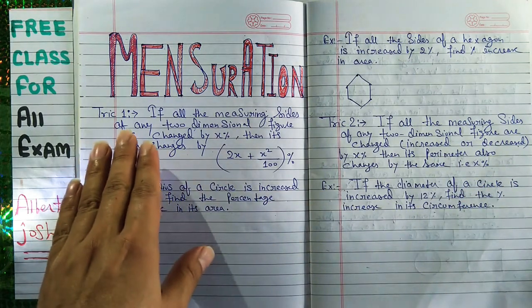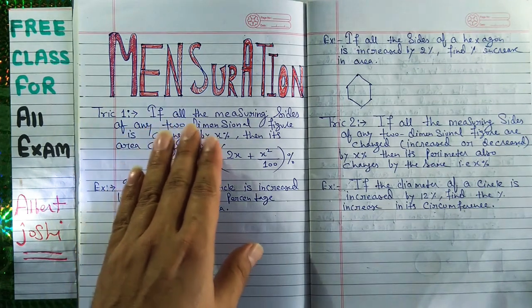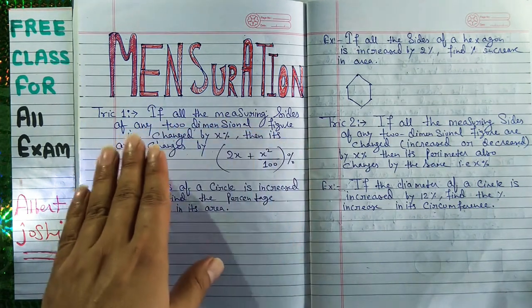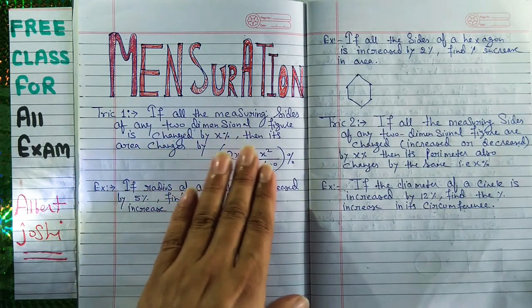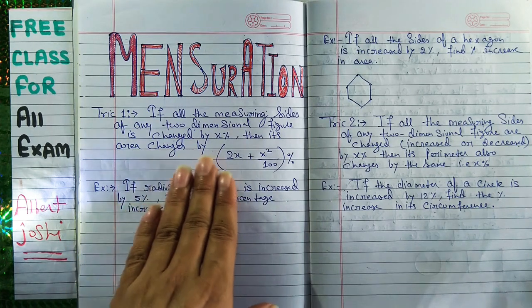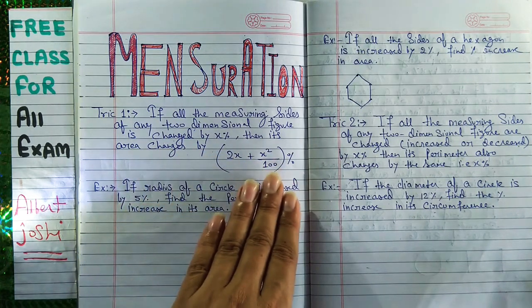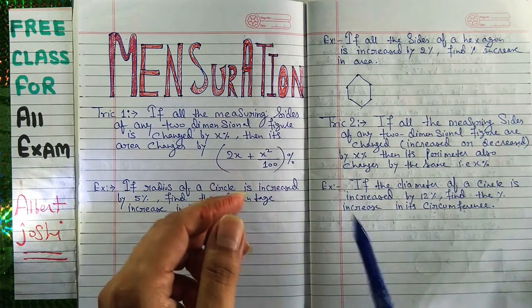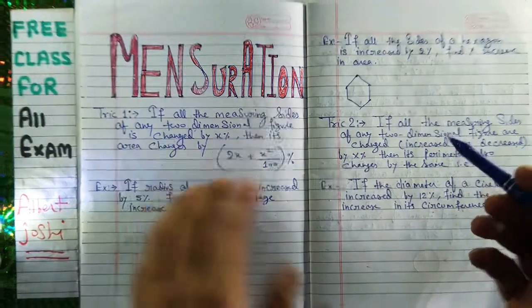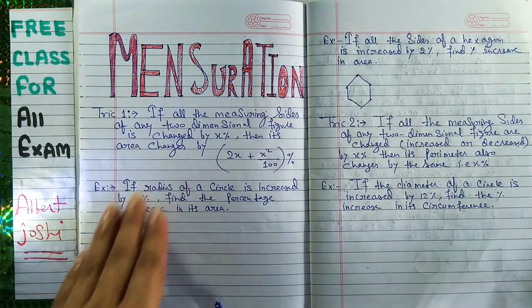The first trick is: if all the measuring sides of any two-dimensional figure are changed by x%, then its area changes by (2x plus x square upon 100)%. This two-dimensional figure can be anything, maybe a rectangle, maybe any polygon. Let us explain with the help of this example.